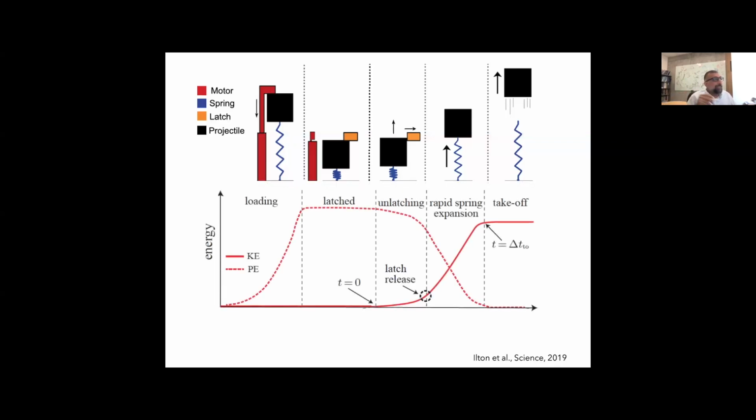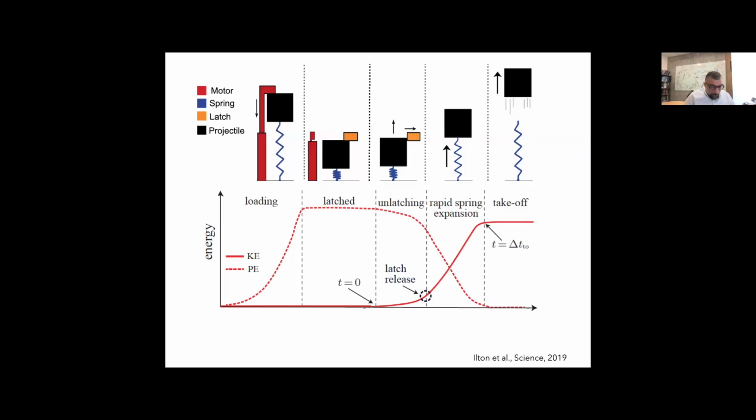So we sort of thought about it this way. During the loading phase, we're loading potential energy into our spring. It's going to be latched, and so we're going to have that energy sort of stay up here. There's going to be an unlatching phase, which is the rate at which that yellow box gets out of the way.